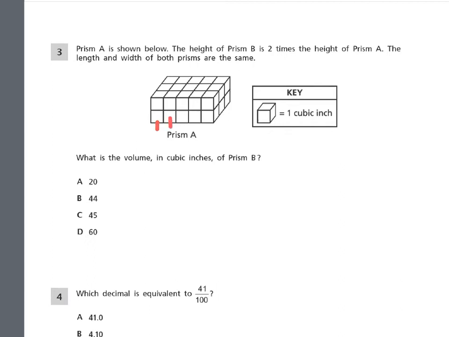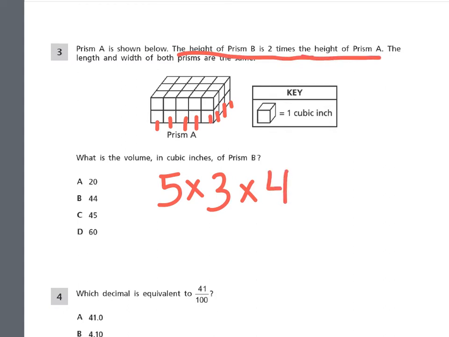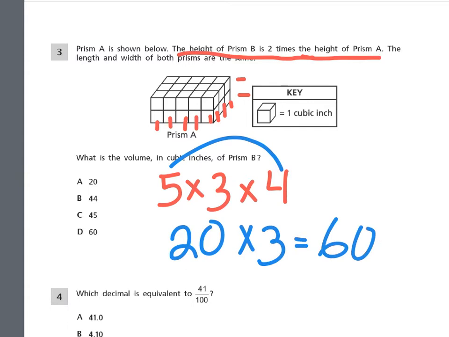We know there will be 1, 2, 3, 4, 5, 5 long. 1, 2, 3, 3 wide. But prism B has a height that is 2 times this one right here. So that would be 4, because this one is 1, 2, and 2 times 2 is 4. Now all I have to do is calculate. I like to multiply the 5 and the 4. That makes 20, and 20 times 3 equals 60. There you go. So once again we did 5 times 3 because the two prisms have the same length and width, and multiply by 4 because it's twice the height of prism A.